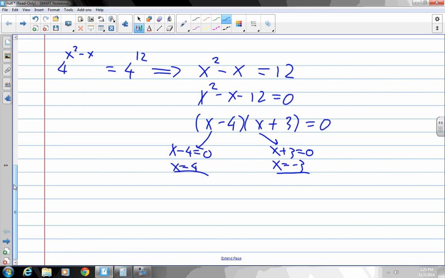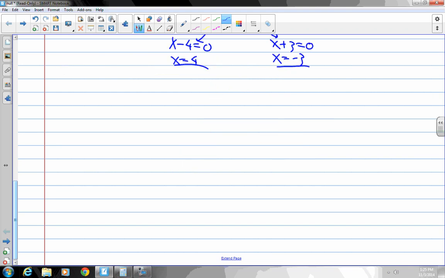Is that good? Okay. How about this one? 4 to the power x equals 32 to the power x plus 1.